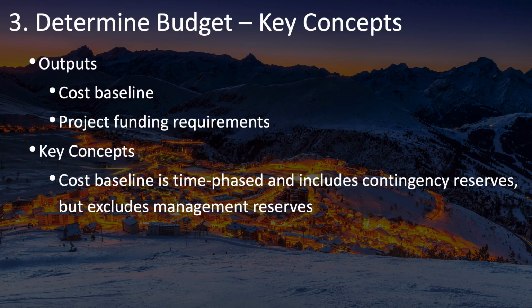In other words, your cost baseline needs to show how much money you're planning on spending over time, month by month or quarter by quarter, and so on. And it should include those buffers that you need for the risks you've identified, but it doesn't include management reserves because those are for risks that have not been identified, or what are known as the unknown unknowns.